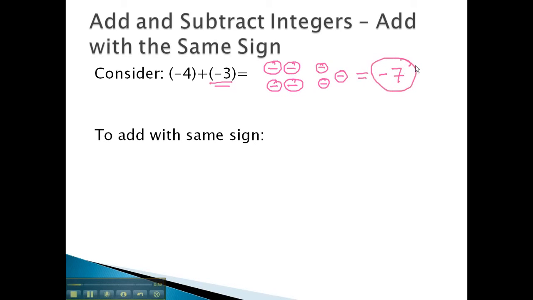And that's kind of how we end up with this solution. That -4 plus -3 is a total of -7. Because we just have a whole bunch of negatives. We just need to know how many of them. This gives rise to our process that we will use to add integers with the same sign. What we will do is we will add the numbers to find out how many of them we have, and then we will keep the sign, keep the negative, because we've got a lot more negatives.